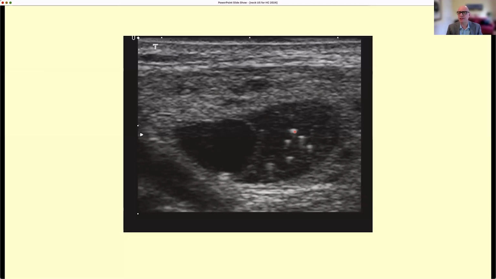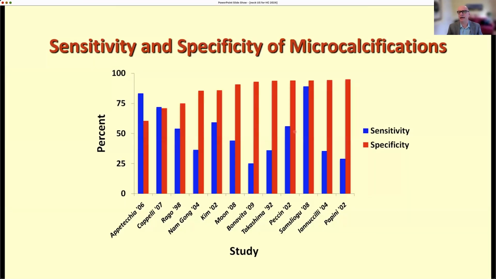And there are going to be images that leave you in doubt, but this is something that you want to be very clear on. When you recognize microcalcification well, the specificity is very high, meaning very few benign nodules have real microcalcification. The sensitivity is low because a lot of malignant nodules will be just hypoechoic and will not have microcalcification. And the meta-analyses have shown this.